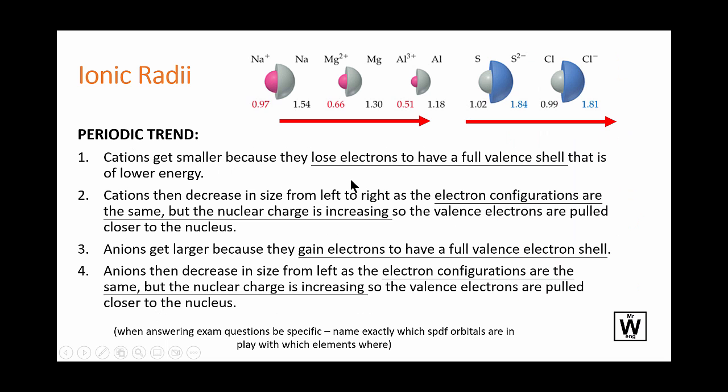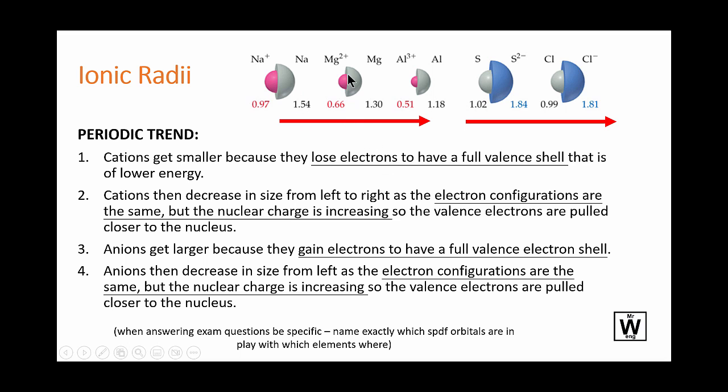Periodic trends. This is the same as atomic radii. Just make sure you know the cations get smaller because they've lost electrons to have a full shell, and anions have gotten bigger because they've gained electrons to have a full shell, and it's the same deal. People often get caught on the fact that these things are all exactly the same. These ones have the same number of electrons, and these ones have the same number of electrons, exactly the same. Not just the same shell, but the exact same electron configuration.